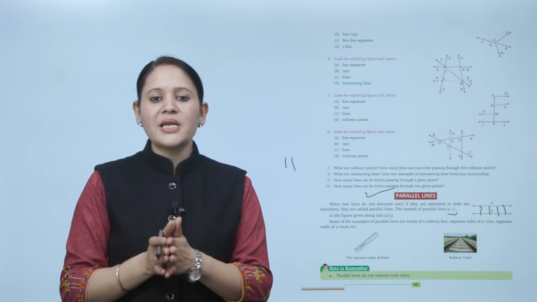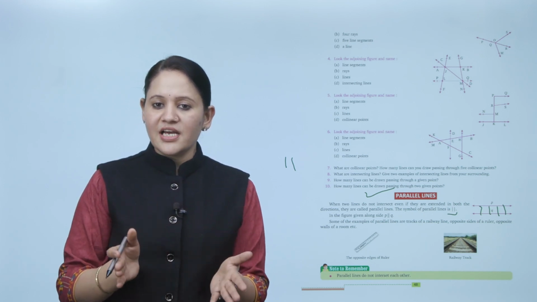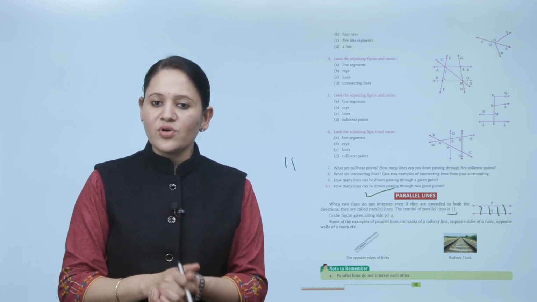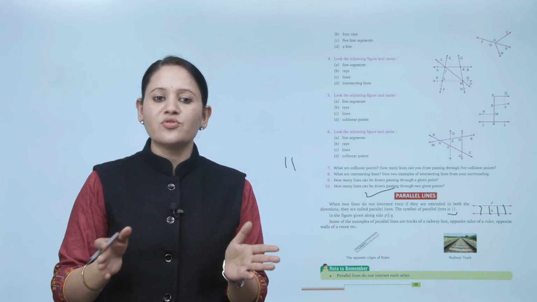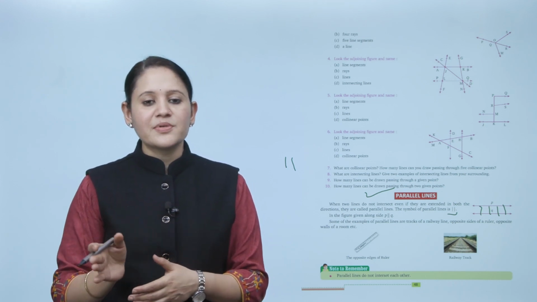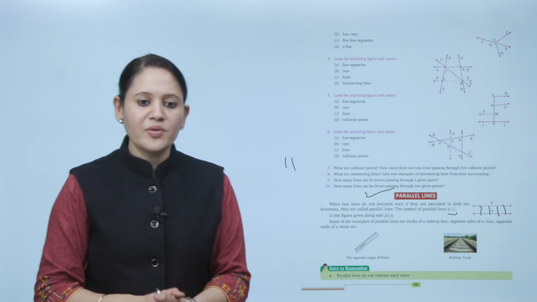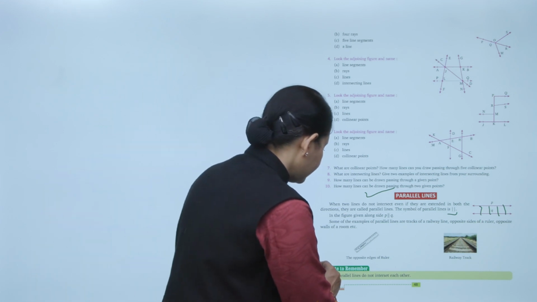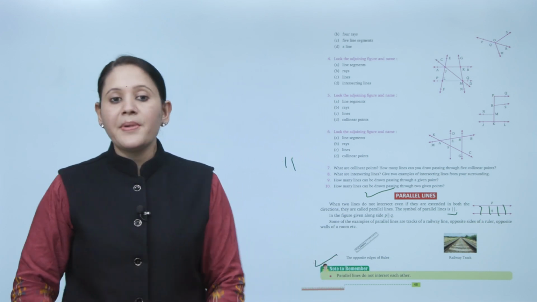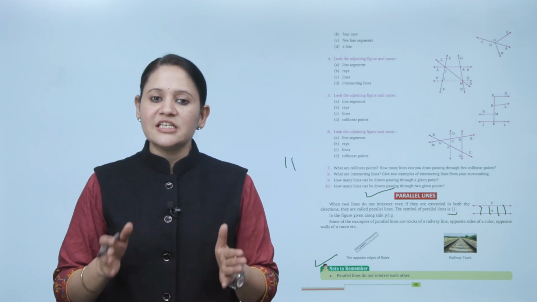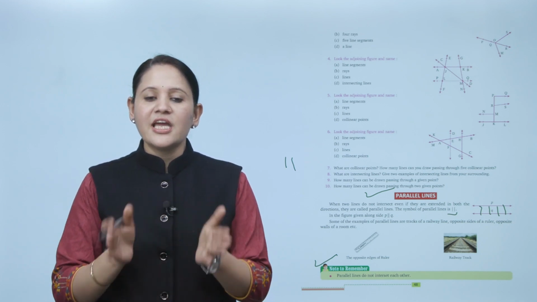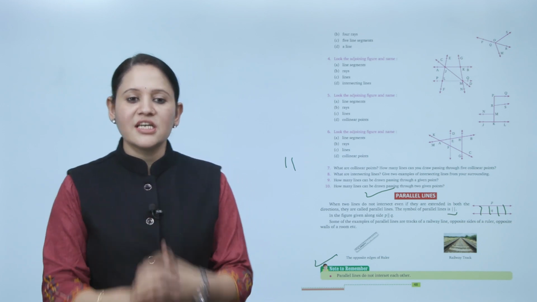Some examples of parallel lines are the tracks of the railway line, opposite sides of a ruler, opposite walls of the room, etc. These are examples of parallel lines. Next is note to remember. Parallel lines do not intersect each other. Parallel line कहीं भी एक दूसरे को intersect नहीं करती, means cut नहीं करती है.